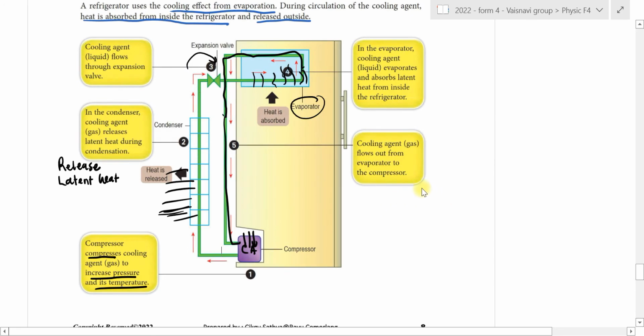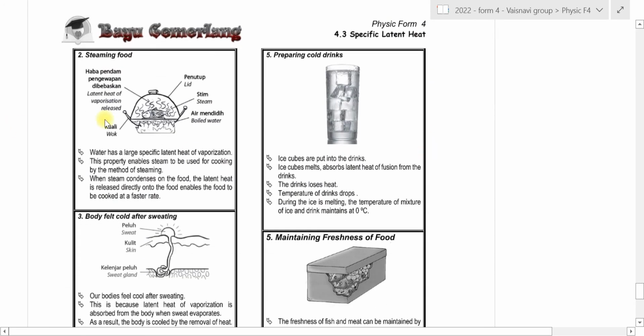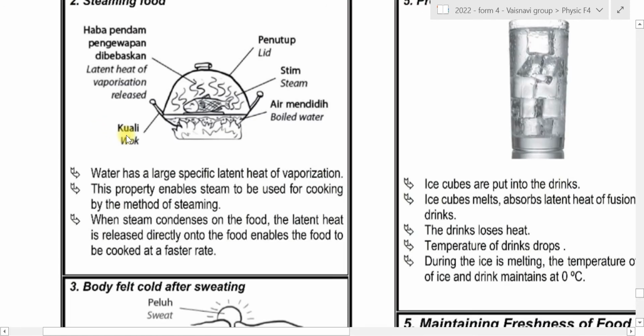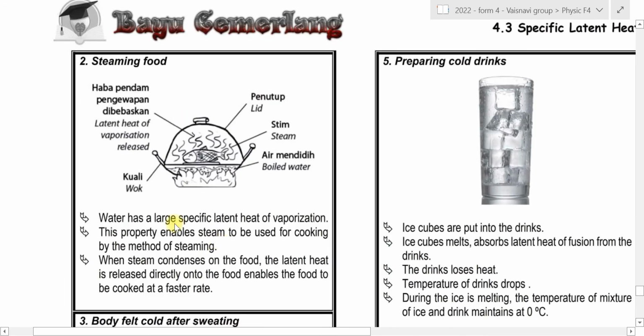Can sir. Okay, right. Steaming the food. Water has a large specific latent heat of vaporization. This property enables the steam to be used for cooking by the method of steaming. So, வாட்டருக்கு வந்து அதாவது ஸ்டீம்ல latent heat of vaporization வந்து ஹையாக இருக்கிறதுனால அது அவ்வளோ ஹை until the steam can cook food.